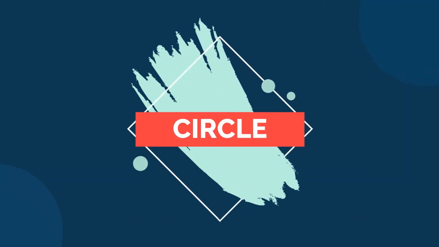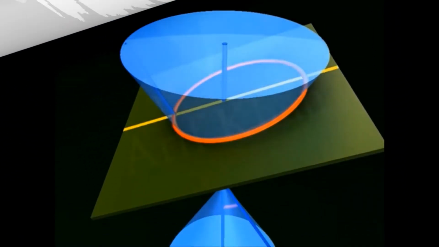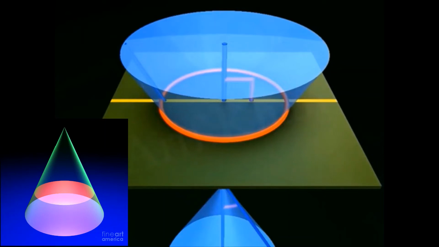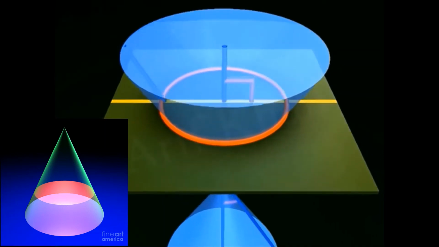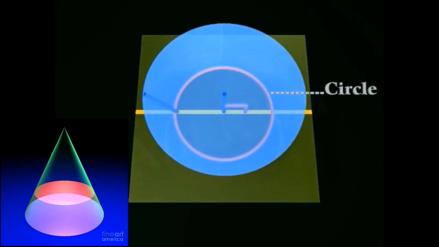Let's begin with the circle. A circle is formed if the cutting plane is perpendicular to the axis of the double right circular cone.